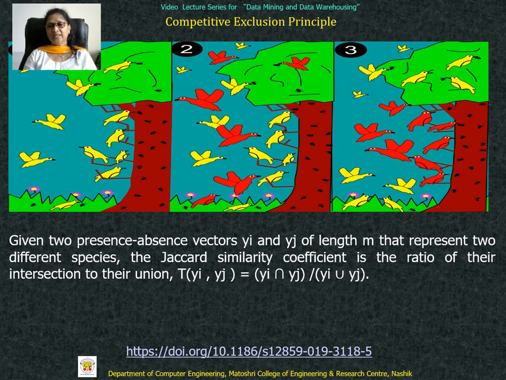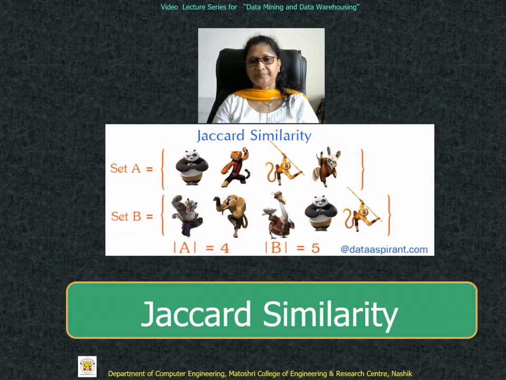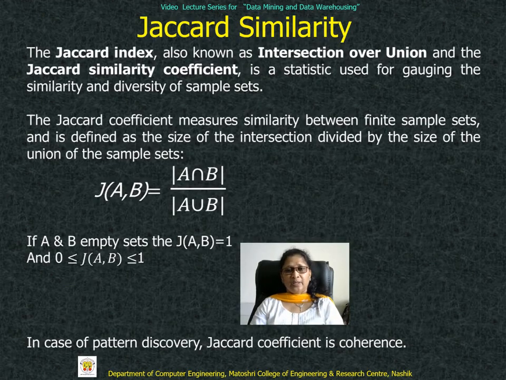Let us use this Jaccard index for data mining, the topic we are learning now. Jaccard similarity is one of the similarity measures used for asymmetric binary attributes and for numeric attributes too. We shall learn that later. Let's learn initially for asymmetric binary attributes. Jaccard similarity, also known as intersection over union and the Jaccard similarity coefficient, is a statistic used for gauging the similarity and diversity of sample sets.